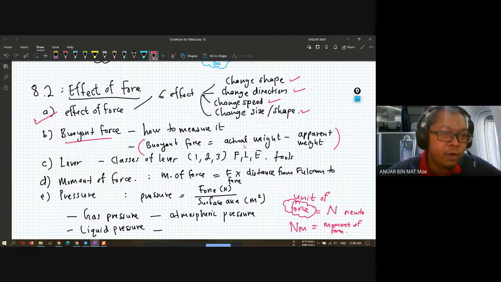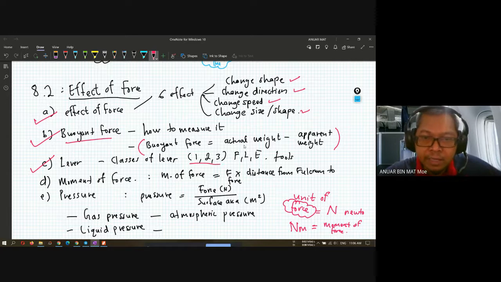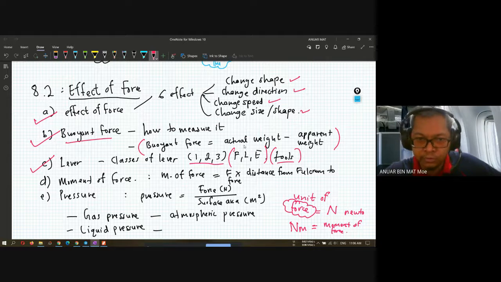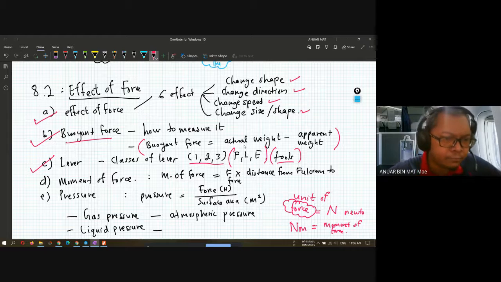A, effects of force. B, buoyant force. C, about lever. You still remember the classes of lever, class 1, class 2, class 3, and the fulcrum, the load, and the effort. You categorize class 1, class 2, and class 3 levers based on the location of the fulcrum, load, and effort.